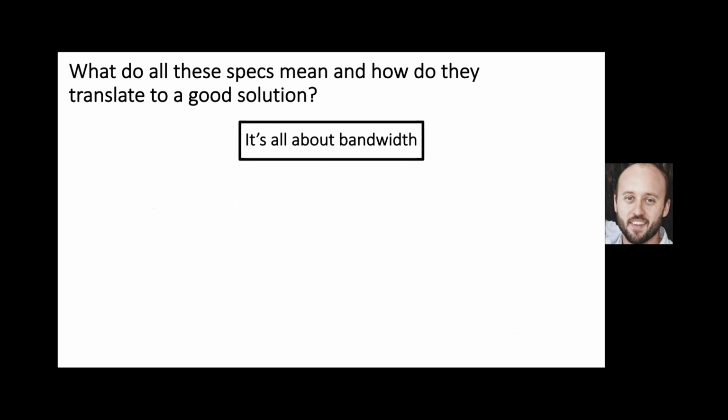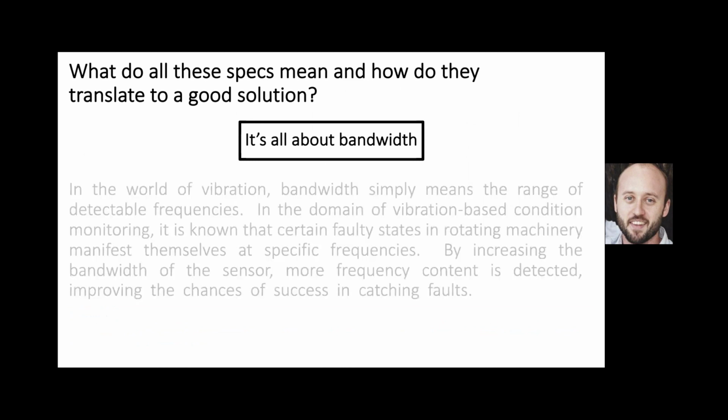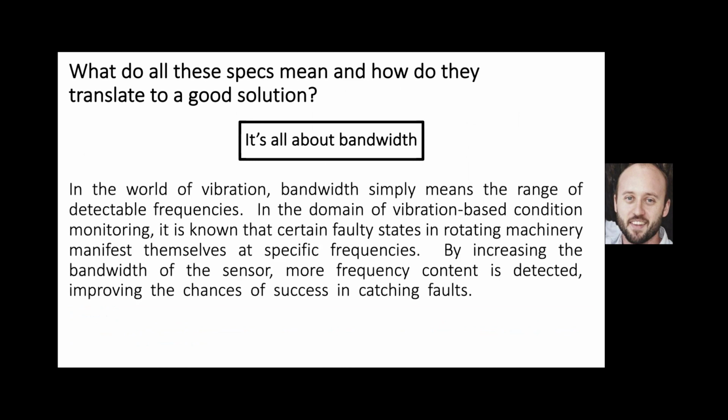So when it comes to the world of vibration-based condition monitoring, the most important thing that you want to look at when selecting a sensor is what we would call its bandwidth. And this is simply the range of frequencies that it's able to detect. And this is something that we all experience in our daily lives. So when we're talking about vibration, we're talking about physical, mechanical movement. And we experience this daily when we listen to things, because sound itself is a mechanical vibration.